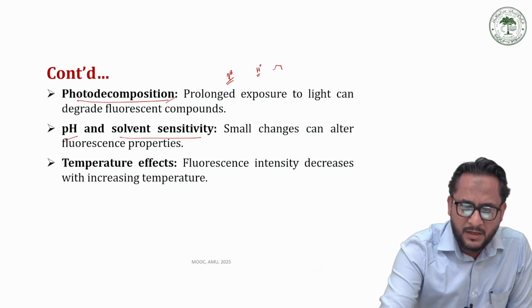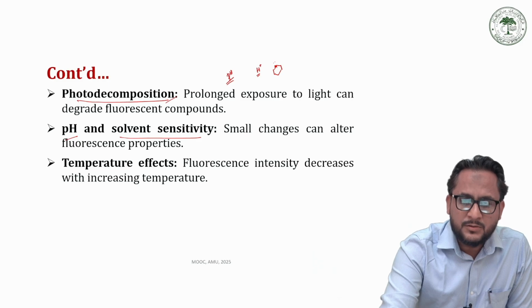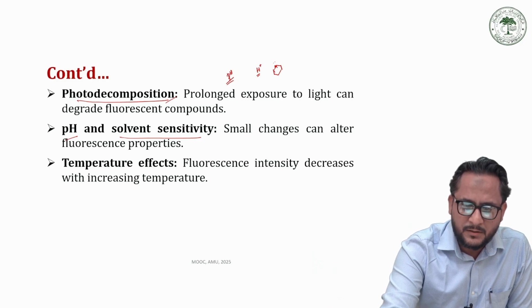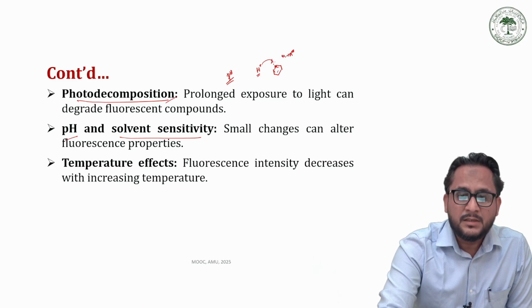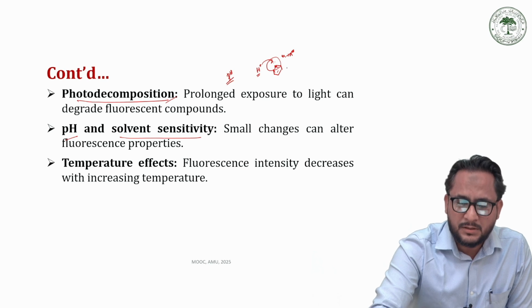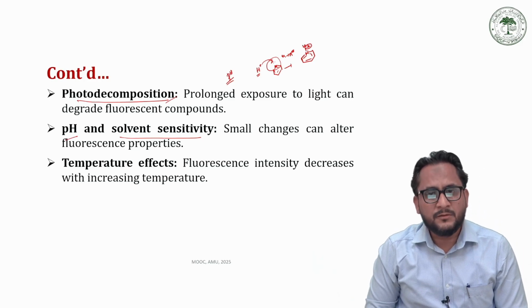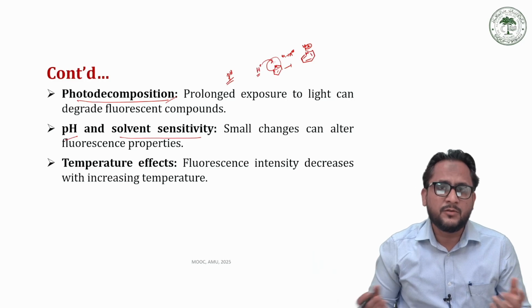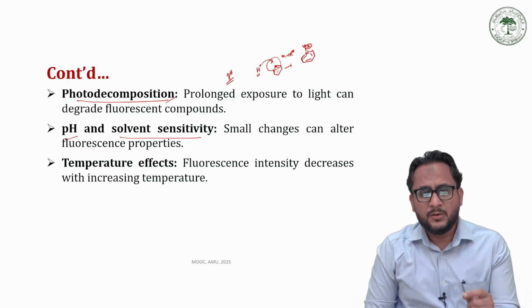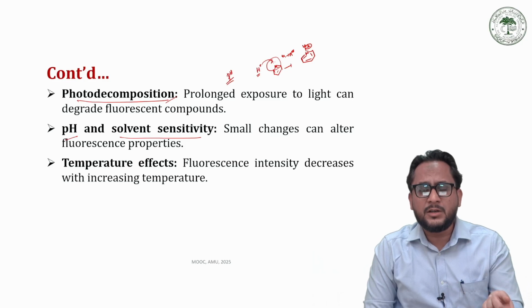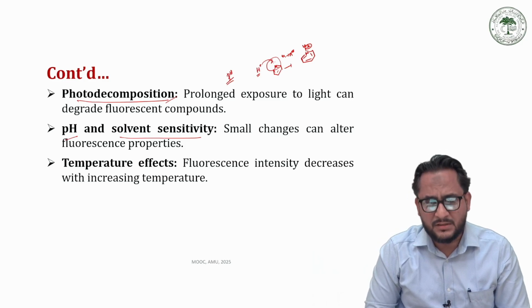If, for example, we have a molecule with an aromatic ring showing fluorescence because of n to pi star transitions, hydrogen ions go and attach to the electron rich center. This lone pair is then not available for the n to pi star transition, and therefore no fluorescence happens. That's why low pH or changes in pH are not favorable for fluorescence studies.